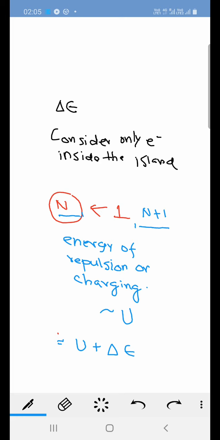Now the requirement of the additional amount of energy beyond the charging arises from Pauli's exclusion principle. So this extra delta epsilon energy arises due to Pauli's exclusion principle, that no two electrons can have all the same quantum numbers if they are residing on the same energy state.